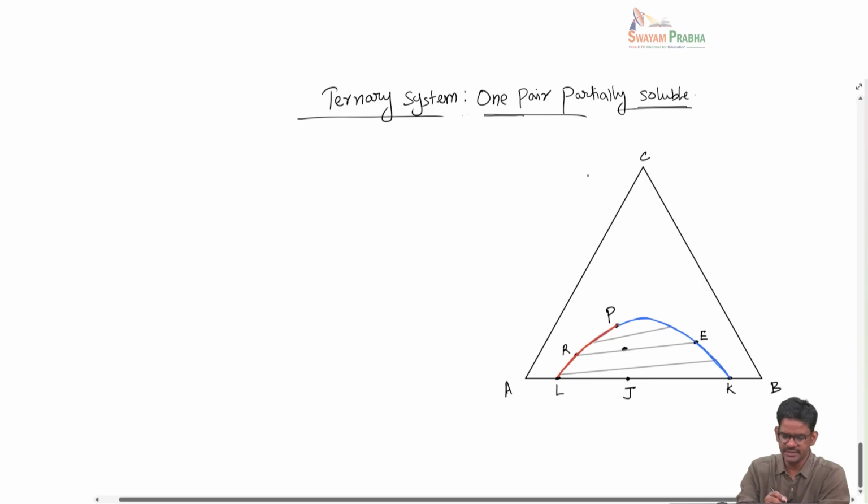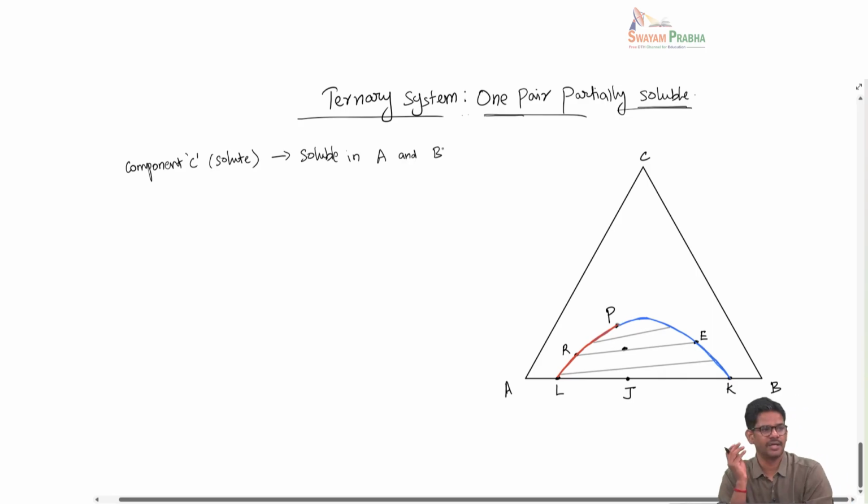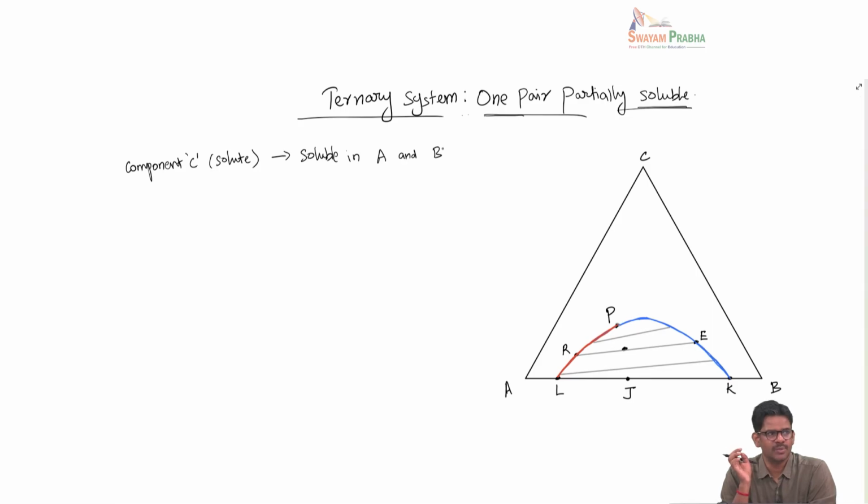So what we mean by that is this component C, this is basically the solute, this is soluble in component A and component B in all proportions. The solute C is soluble in component A and component B. Component A is the original solvent, component B is the foreign solvent that is added to effect the separation. So in both A and B, C is completely soluble.